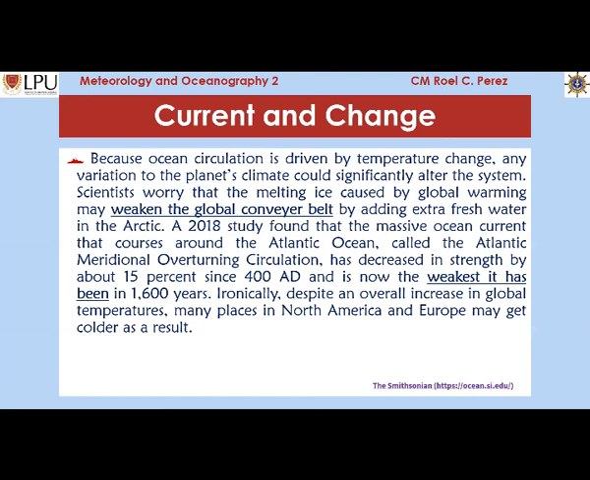Ironically, despite an overall increase in global temperatures, many places in North America and Europe may get colder as a result. Some places will become colder because of the weakening of the global conveyor belt.